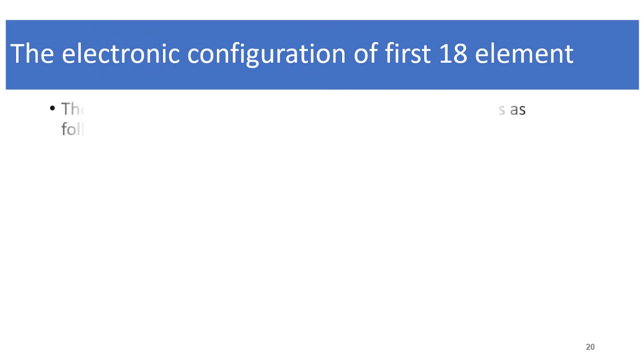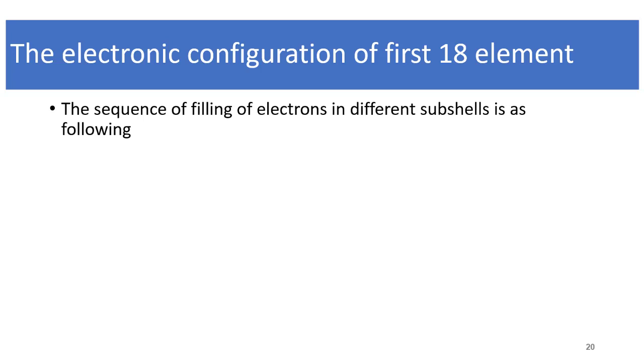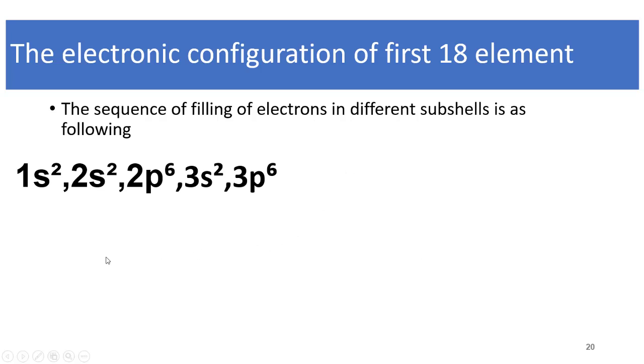Now let's discuss the electronic configuration of first 18 elements. The sequence of filling of electron in different subshell is as follows. First of all, 1s orbital will be filled, and then 2s orbital, then 2p orbital, then 3s orbital, and then 3p orbital, where the numbers 1, 2 and 3 represent the shell number, while the letters s and p represent the subshells, and these superscripts 2, 2, 6, 2 and 6 show the number of electrons in a subshell. The sum of superscripts is equal to the total number of electrons in an atom, that is the atomic number of an element.